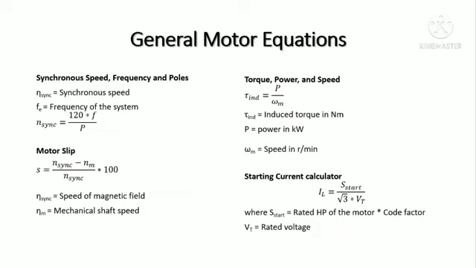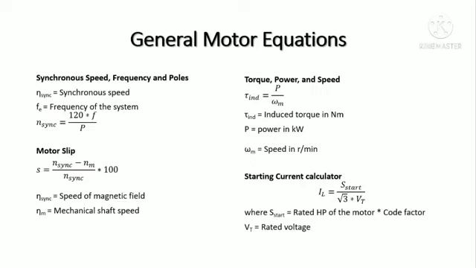The first equation is about the synchronous speed, frequency, and poles. The equation is N synchronous equals 120 times F divided by P. N synchronous is synchronous speed, Fe is frequency of the system.